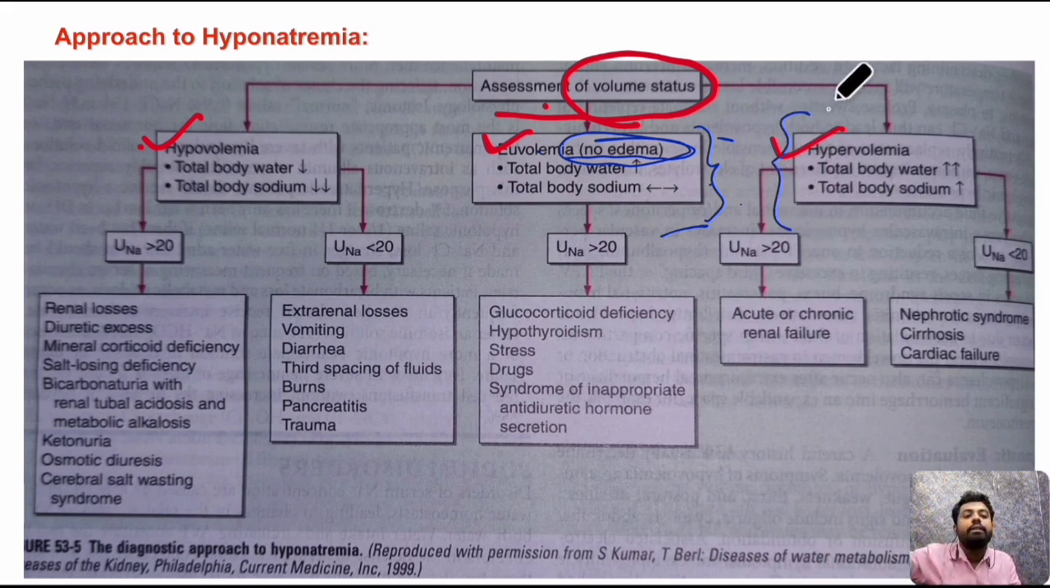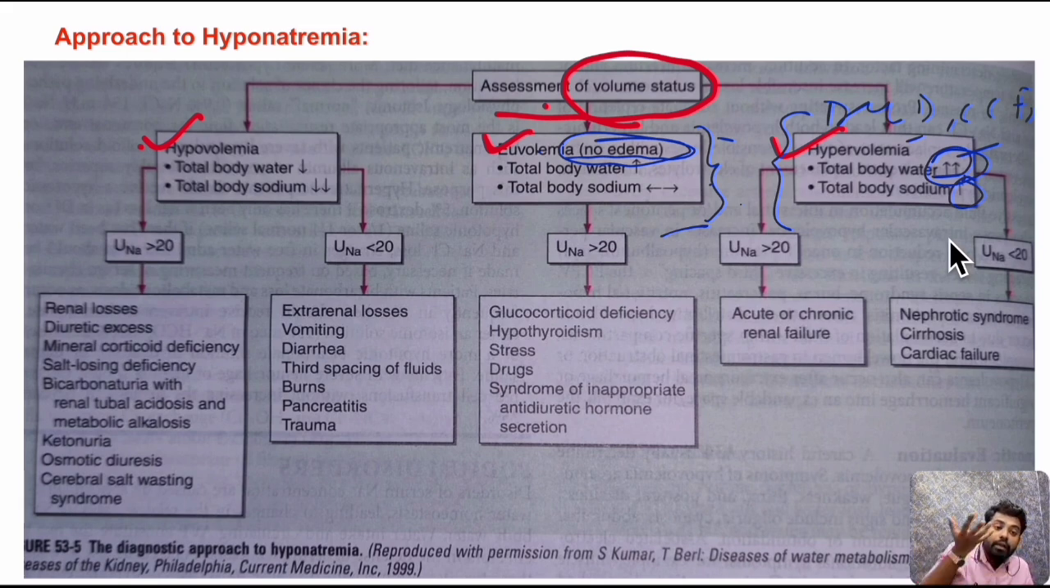Hypervolemic is, as I said, DCLD, congestive cardiac failure, or CKD patients in a volume overload state. Total body water is so high and total body sodium is increasing, but not that much. Salt and water retention is happening in DCLD patients, which is the most important mechanism. The RAS system is overactivated; that is called the overfill theory. But the water content is more than the sodium, so the patient is having hyponatremia. This is a total game of concentration.